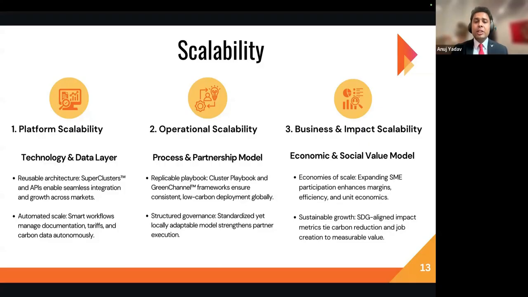Finally, business and impact scalability. As clusters grow, revenue per SME improves, cost per shipment drops, while carbon and social impact multiply. Each new cluster reinforces both profitability and sustainability. Together, these 3 layers ensure TWTH can replicate success globally.